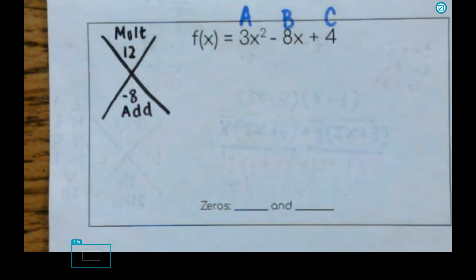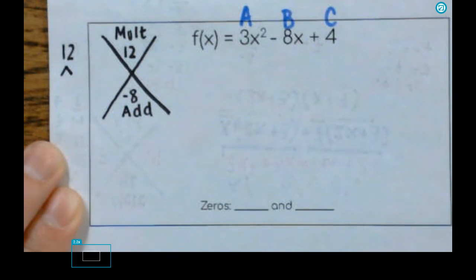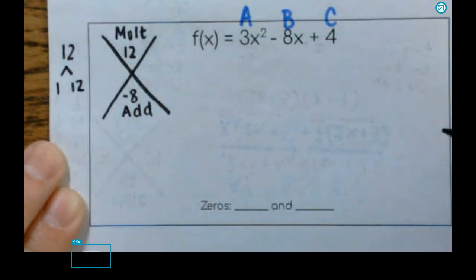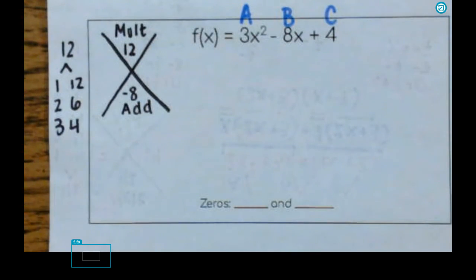Okay. Off to the side or wherever, or if you need to, we can list out our multiples of 12. Our multiples of 12 are 1 and 12, 2 and 6, and 3 and 4. Okay. Then you guys can flip back to that table. On that table, I'll just get a different copy.